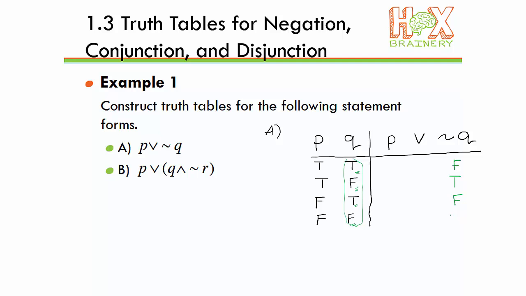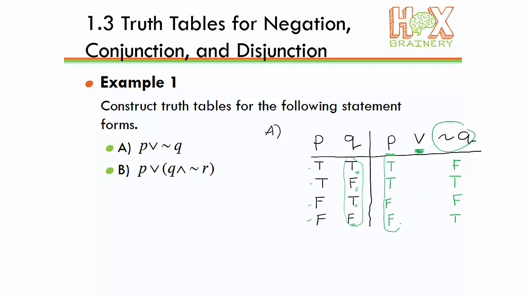So when I negate the false, it becomes a true statement. And then I'm not doing anything with P here, so if you want to, you can just copy down the truth values for P. They're not changing: true, true, false, false. So I'm just copying those down. So we took care of the negation, and now we're going to do the disjunction.